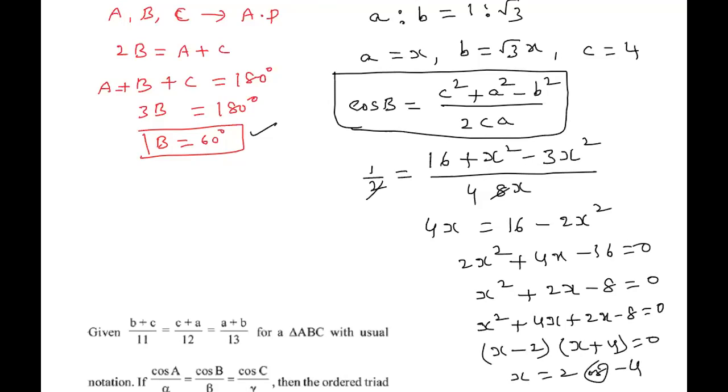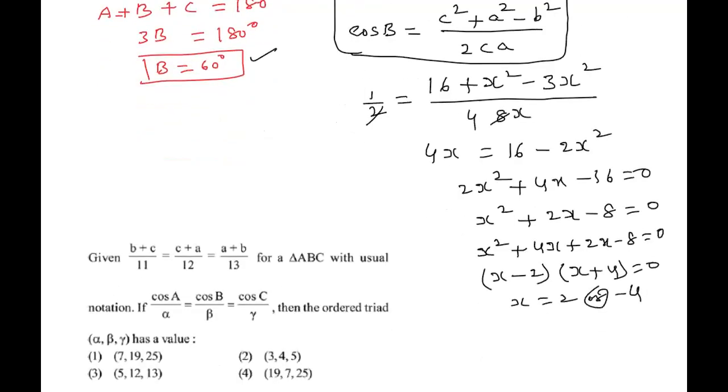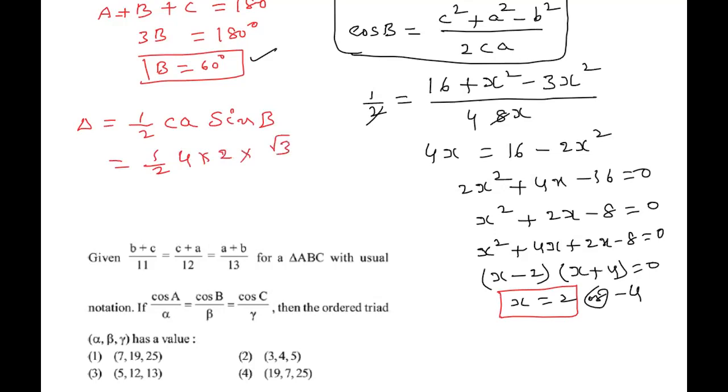Okay, but here x is the length of the side of a triangle. So that's why a negative value does not exist, only the positive value will exist. So x is equal to 2. Now what is the area of triangle formula? Delta is equal to half CA sine B. This is half, C means 4, A means x. x value is 2, sine 60 is root 3 by 2. So 2, 2, 4, 4 cancel. What is the answer finally? So the area of the triangle is 2 root 3.